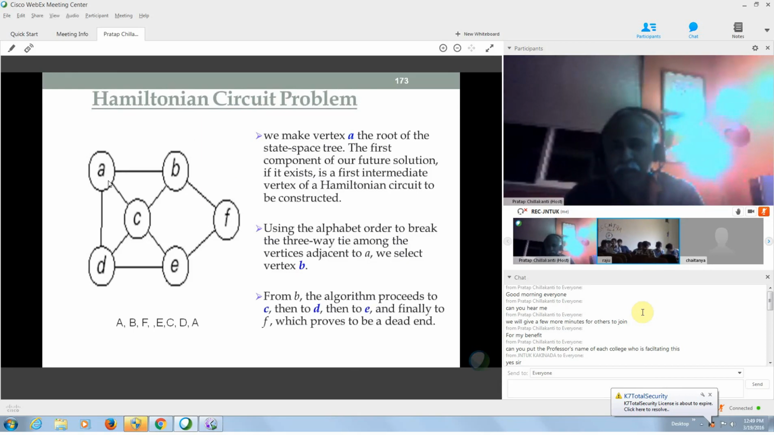And how do you apply backtracking? The author applies some rules here, right? You break the ties. You start alphabetically here. We start from A. From A we go to B. From B we go to C. Right? From there to D, then to E, then to F. Now from F, how do I get back to A? We can't in this case, correct? Then you backtrack. You backtrack to E.